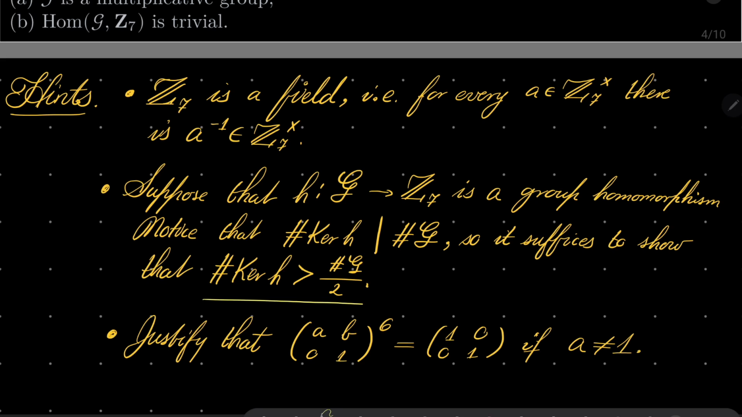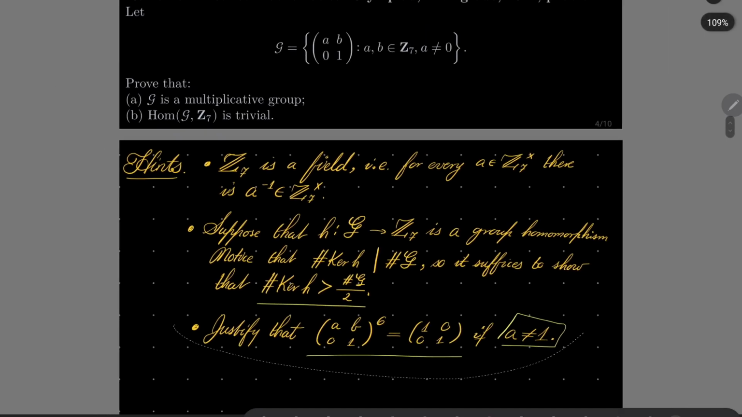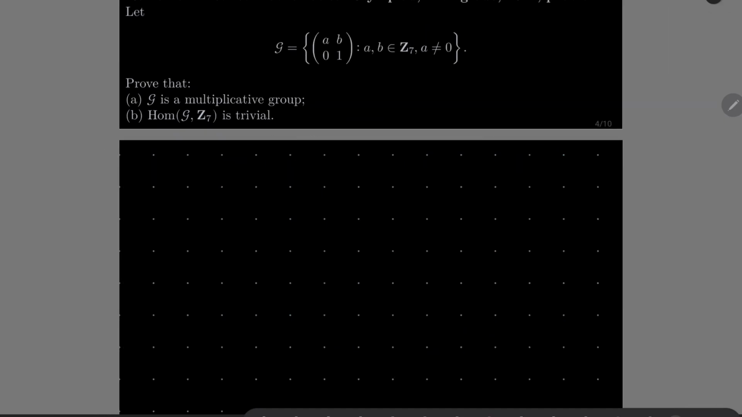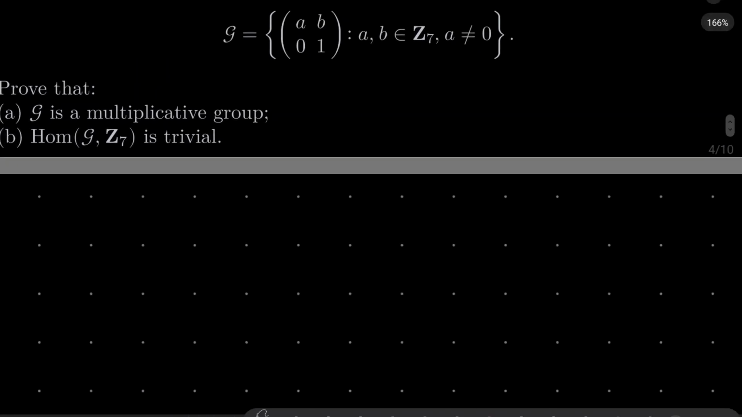And a crucial observation: you should justify that the matrix (A, B; 0, 1) raised to the 6th power is always the identity if A is not equal to 1. So give this problem a try. Right, so let's tackle part A first. Let's do part A.